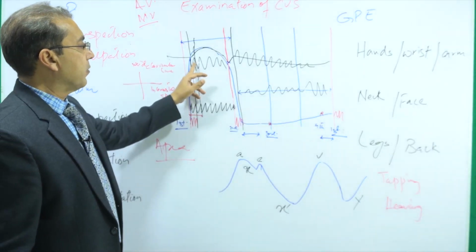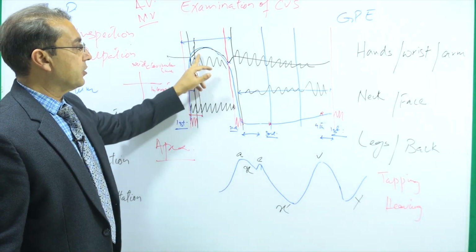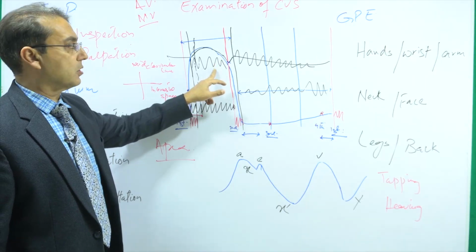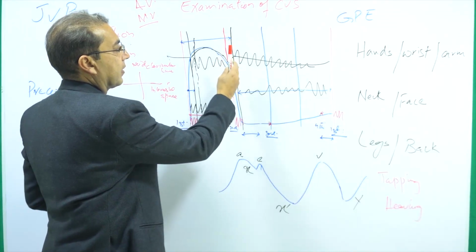Then the blood ejects from the left ventricle into the aorta. This ejection produces a sound. This is the ejection systolic murmur of aortic stenosis. And now we come to aortic regurgitation.